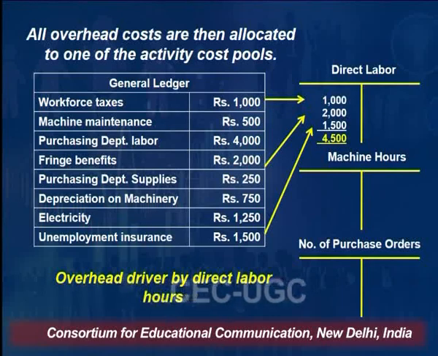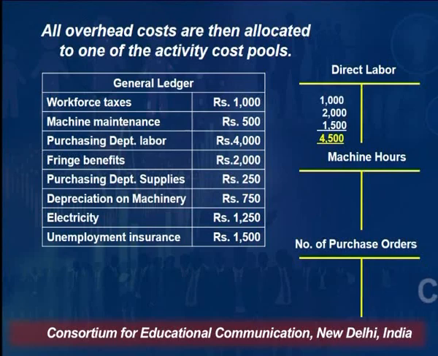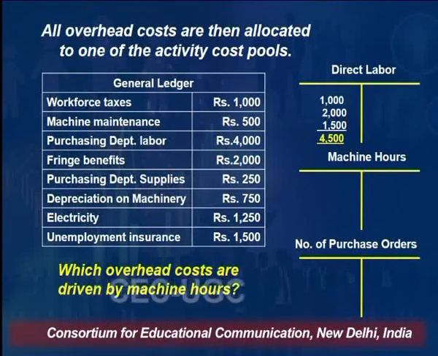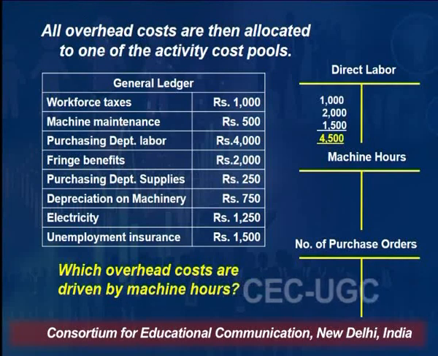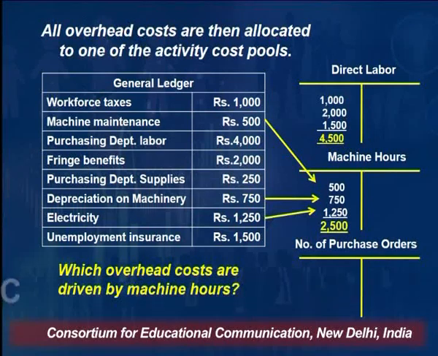After that, the next one which comes in front of us is machine hours. How to identify the cost drivers for machine hours? Which overhead costs are driven by machine hours? Which overhead cost belongs to machine hours? First of all, the maintenance of machinery, rupees 500, that we have taken here. The second one is depreciation on machinery. The third one is electricity, because the machine is going to consume the power also. If we club them together, we get an amount of 2500.